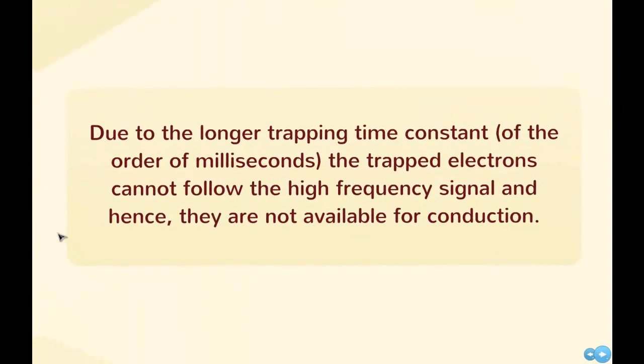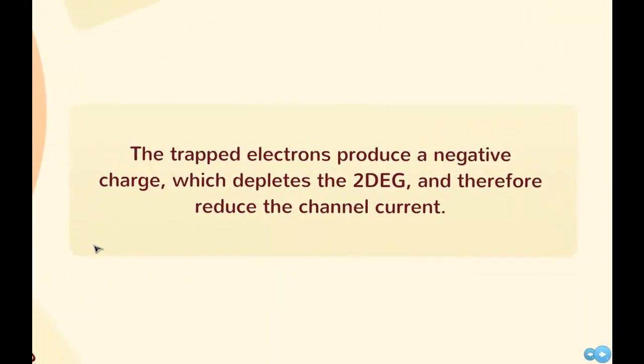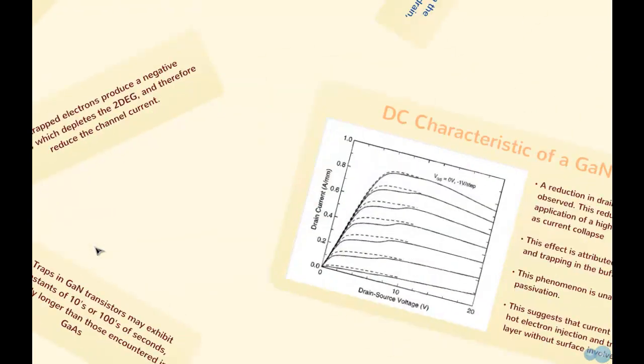Because there are quite long time constants for these traps, some of the order of milliseconds, but also, as we will see shortly, some of the orders of tens or hundreds of seconds, the trapped electrons cannot follow the high frequency signals, and hence they're not available for conduction. These trapped electrons also produce a negative charge, which again acts to deplete the 2-DEG and therefore reduce the channel current further.